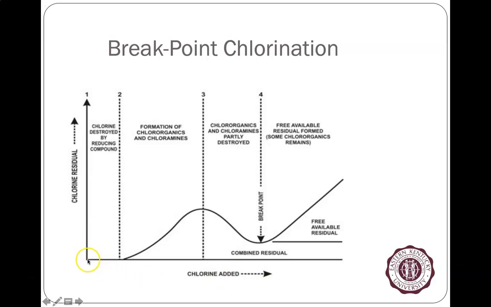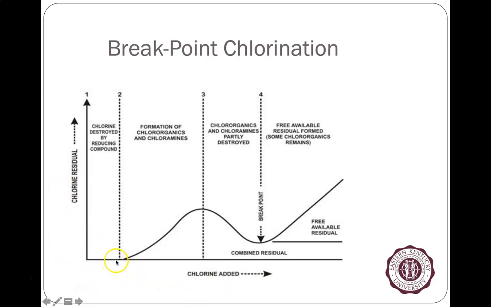So look, when we first start adding chlorine to a water sample, there is no residual chlorine if there's any reducing compounds. Now, if you were adding this to deionized water, obviously it would go up immediately. There's nothing for the chlorine to react with. As you add it, it's all available.